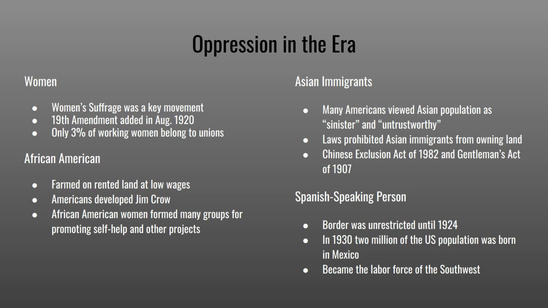African Americans were also highly discriminated against in this time, especially in the South, with the invention of Jim Crow laws. And Asian Americans were also discriminated against with the introduction of land owning laws and exclusion laws. Spanish speaking persons at the time were also very restricted due to language barriers. They made up most of the labor force in the Southwest simply because they had very little access to education and higher language, again, due to the language barrier.